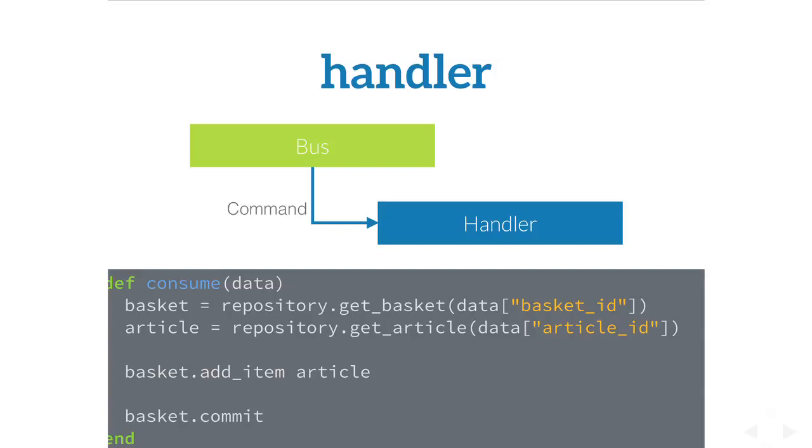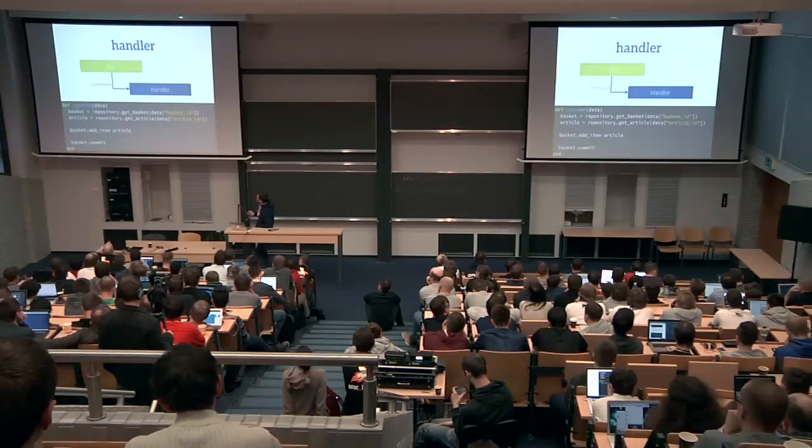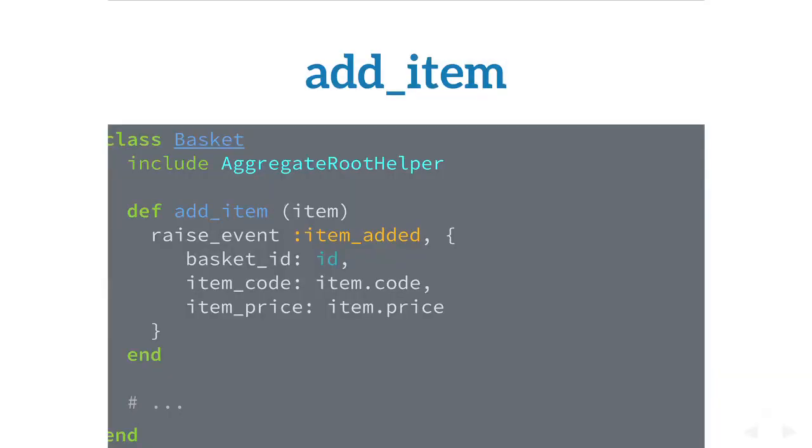Usually a consumer is very simple too. It has to get the actual state of the basket and the article, reading from the event store. Given that this is an add item command, I simply call basket.addItem, passing the new article that was just added to the basket, and I call basket.commit to commit the data to the store and send the events. The basket in the addItem method simply raises an event. It does nothing if not raise an event. The raise event method is given to the basket by the aggregate root helper module that we'll see later.